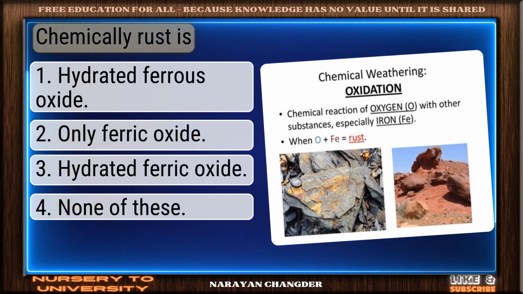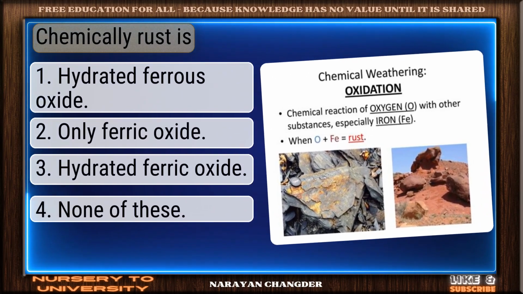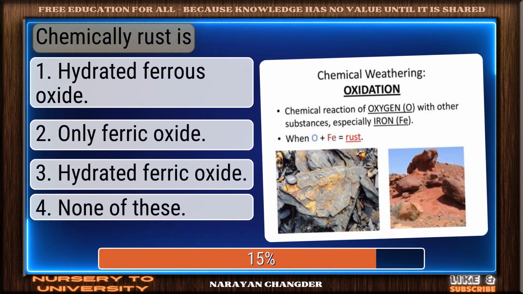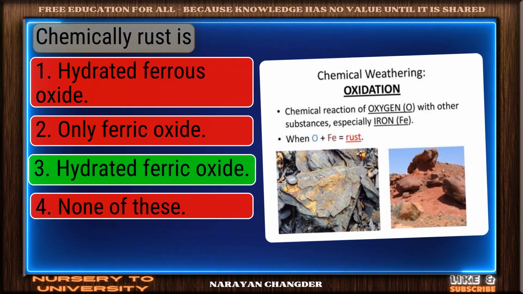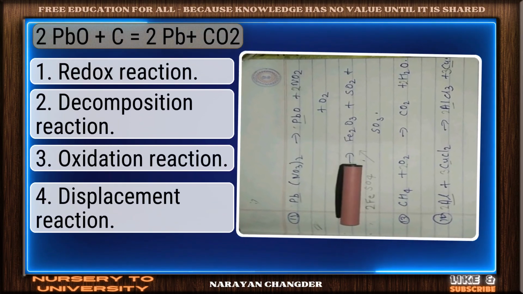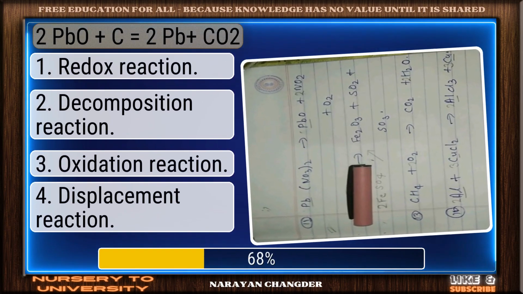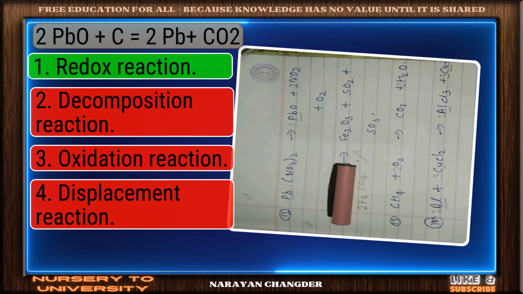Can you solve all these Class 10 Science Chapter 1 Chemical Reactions and Equations questions? Chemically, rust is solid. Response. Hydrated ferric oxide is valid. 2PbO + C equal to 2Pb + CO2. On track. Redox reaction is correct.